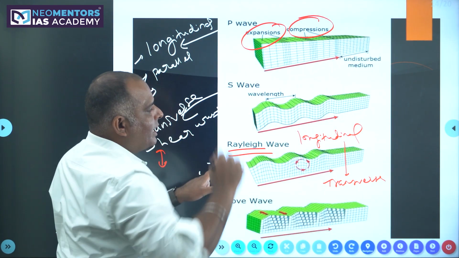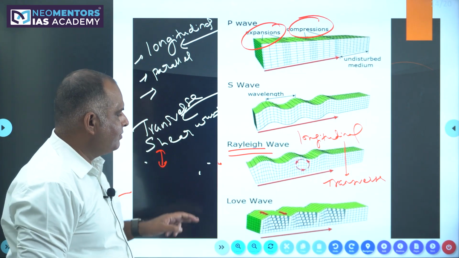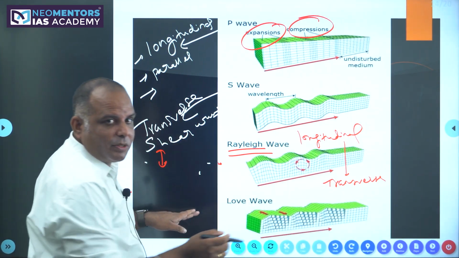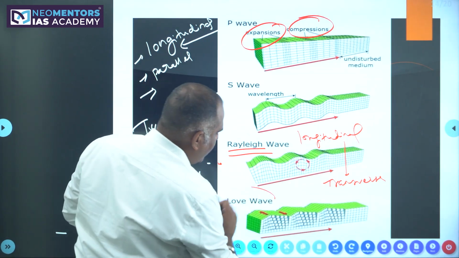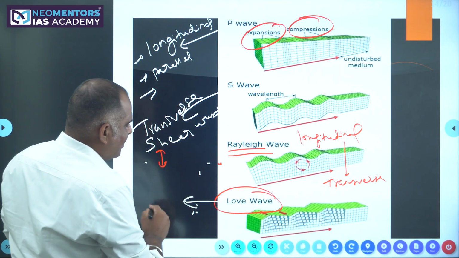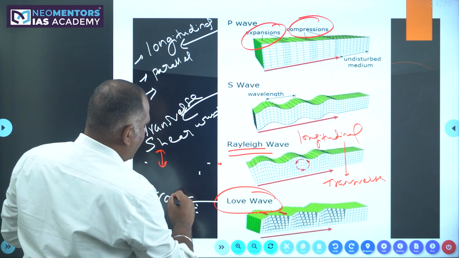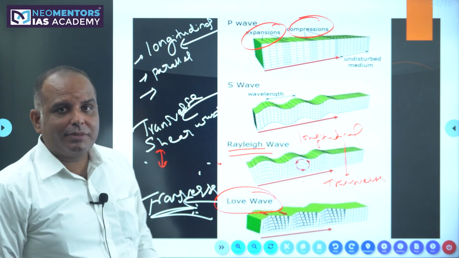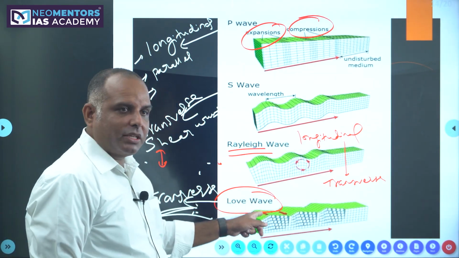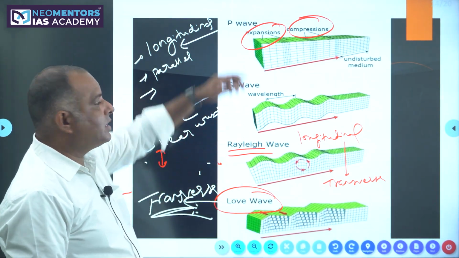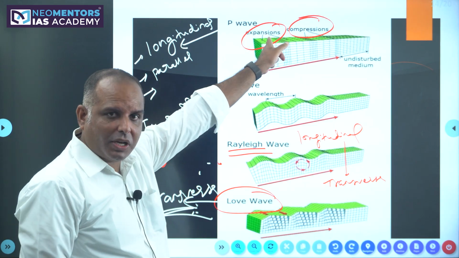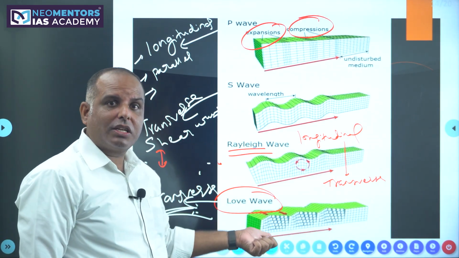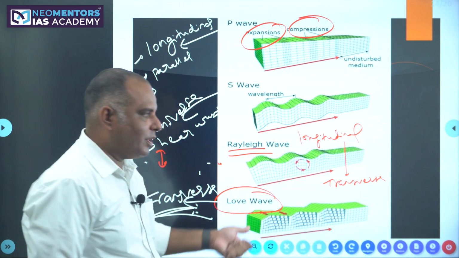Again, the movement is in the direction of the propagation of the wave. In Love waves, again this is perpendicular to the direction of the propagation of the wave. In Love waves, perpendicular. That means again they are transverse. And which causes more damage? Love waves cause more damage. Which reaches first? Primary waves reach first. Which take longer to decay? Both Rayleigh waves and Love waves take longer to decay because they are surface waves.